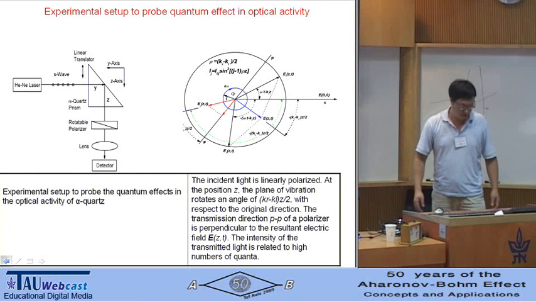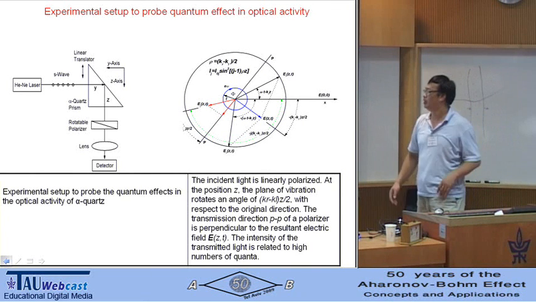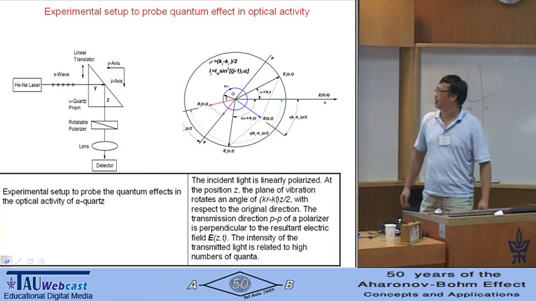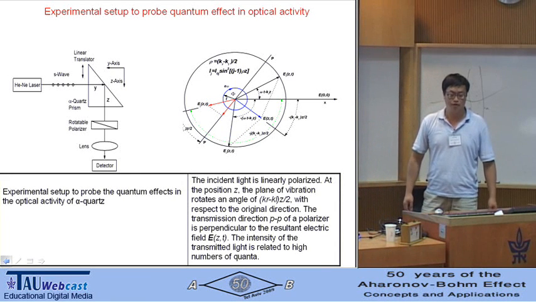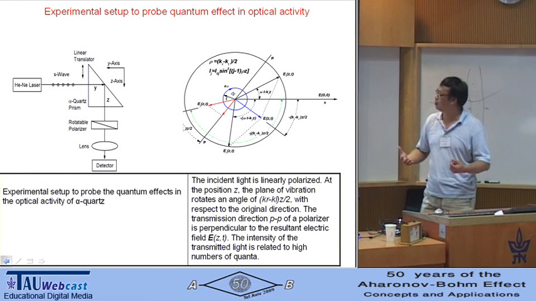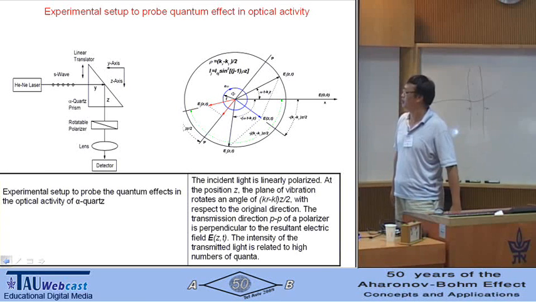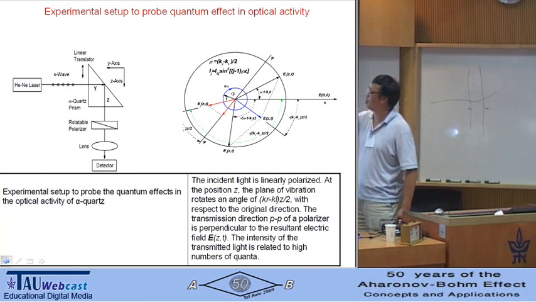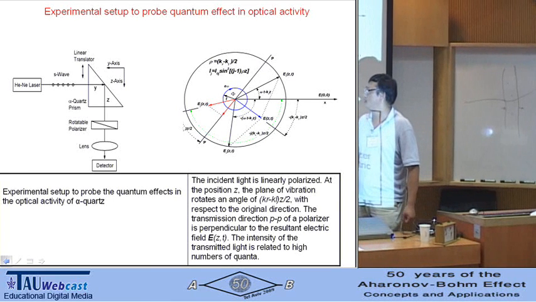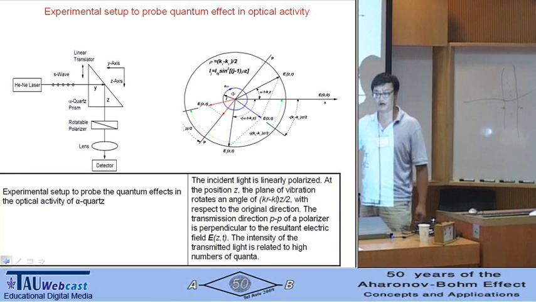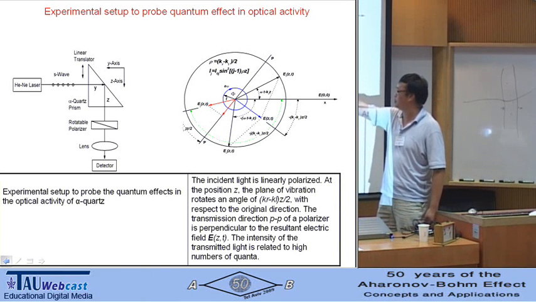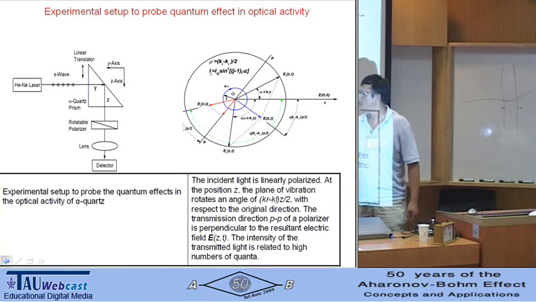Due to the induced magnetic field in the propagation direction of the light, we see that the optical activity is a quantum effect. So we may probe the high number of quanta. We propose this experimental setup to probe the quantum effect in alpha quartz, and the minimum intensity is a function of the quantum effect.